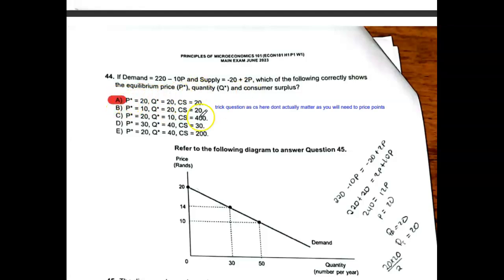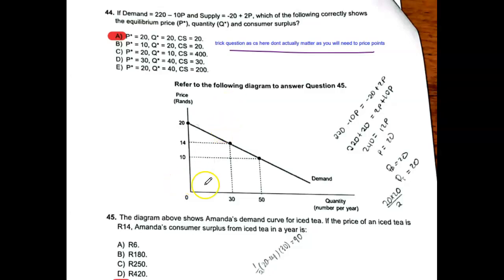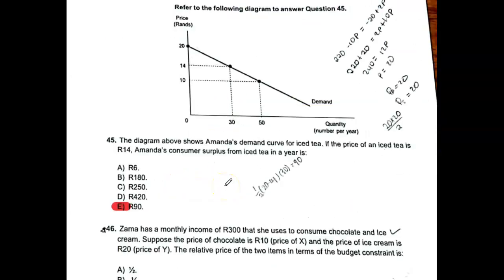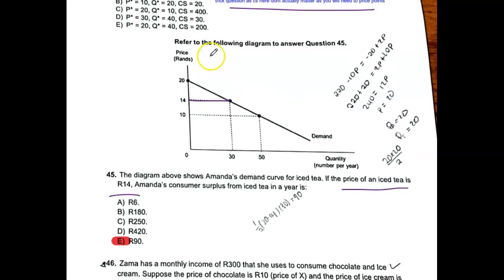So circle A. Now why do I say it's a trick question? Because you don't even need to know what consumer surplus is. We can't work it out over here anyway, because I told you you need 2 price points. You'll see over here, in question 45, the diagram is basically a demand curve, and you need to work out the surplus. To work out the surplus, you first need to know the price. So that's 1 point of price, 14 rand. Draw a line from that price to the end of the demand curve. Now the consumer surplus is everything below the demand curve up to that line.